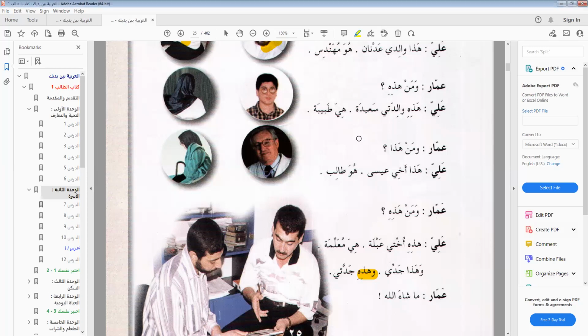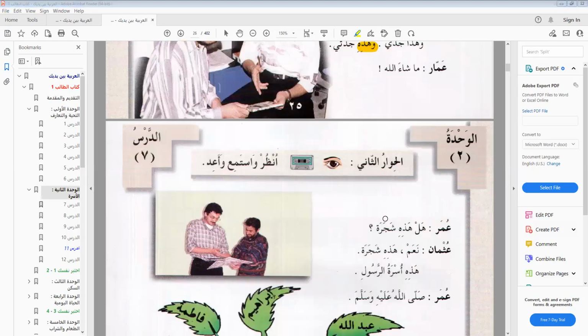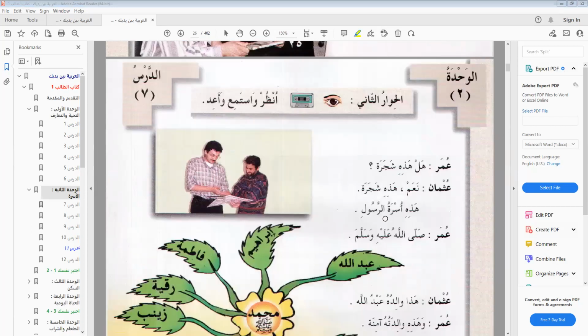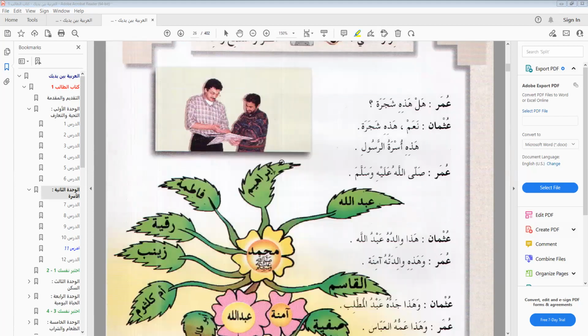So let's move on. We move on to Al-Hiwar al-Thani, the second conversation. Undhur wastami', the same instruction. Now, hadha hiwar bayna Umar wa Uthman. This is a conversation between Umar and Uthman. Now, what did Umar say? Hal hadhihi shajarah?